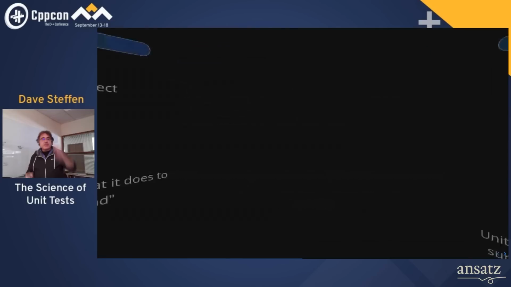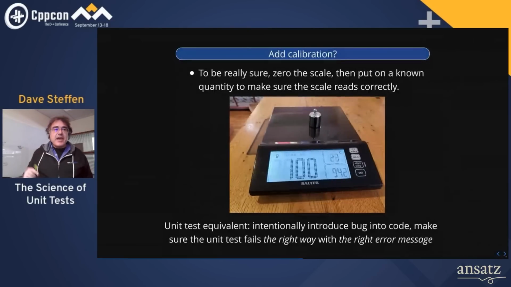Now, by the way, something else you do if you need to measure things is you calibrate it. You put a known weight on the scale, and these are typically expensive because you have to trust them. And then you make sure that your scale reads what it's supposed to read. Is there an equivalent in unit testing? Yes, and actually Ben talked about this quite a bit yesterday.